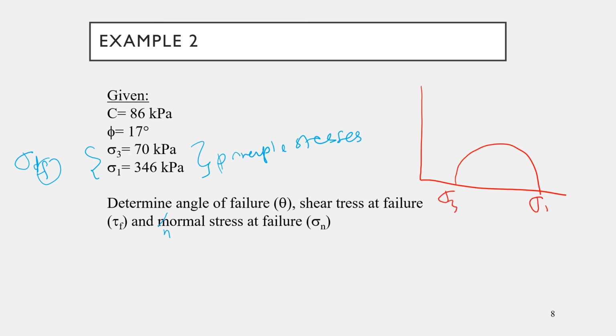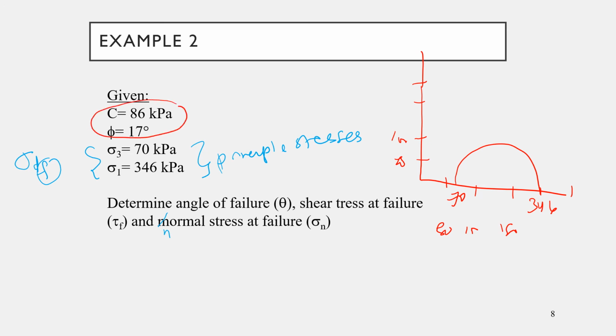Remember, to plot a Mohr circle the scale has to be consistent. For example, if you start with 50, then this will be 100, so here 50, 100, 150, something like that. So it has to be consistent. Let's say this is your 100 kPa and this is your 288 kPa. Oh, I'm sorry, the second question. For the second question, your sigma 3 is 70 here, sigma 1 is 346 kPa, and it's already given that C is 86 and the friction angle is 17 degrees.